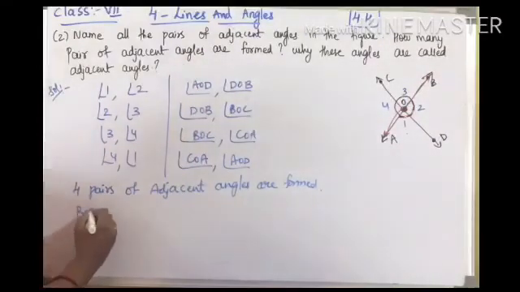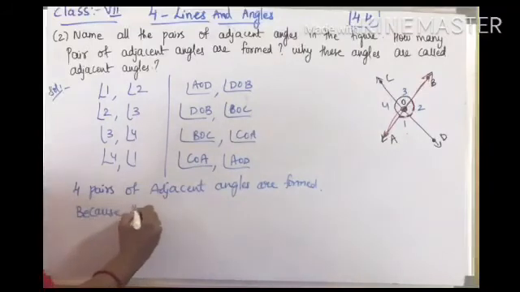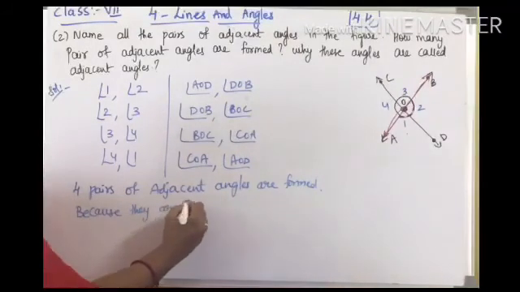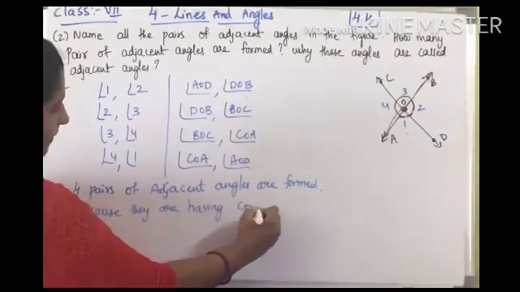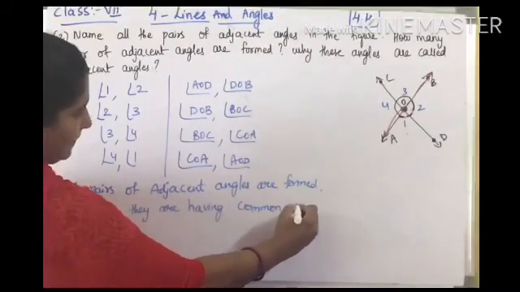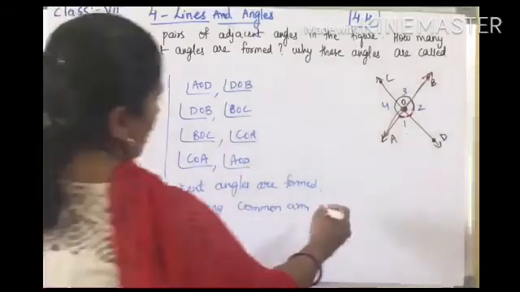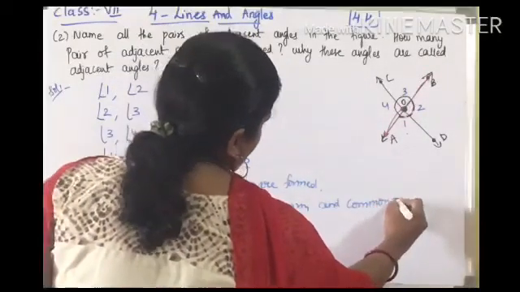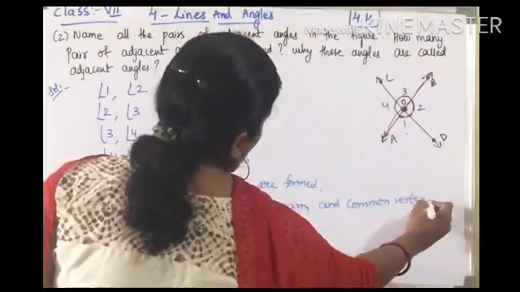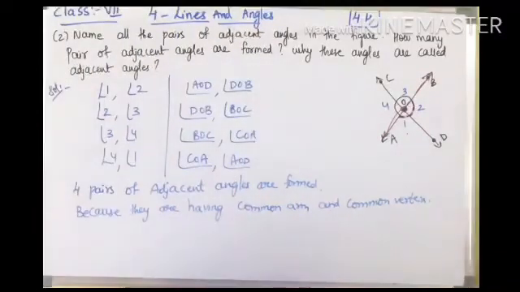Because they have a common arm and a common vertex. So this sum is very important.